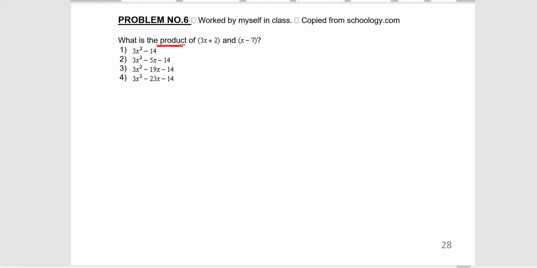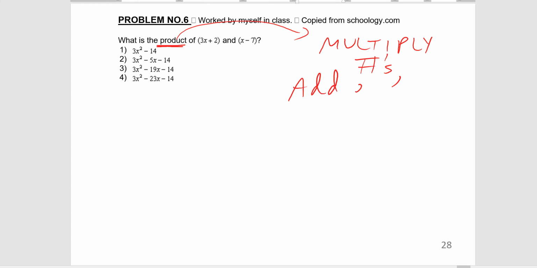What is the product of these two binomials? Now, product means we're going to multiply. We multiply the numbers and add exponents of the same base.